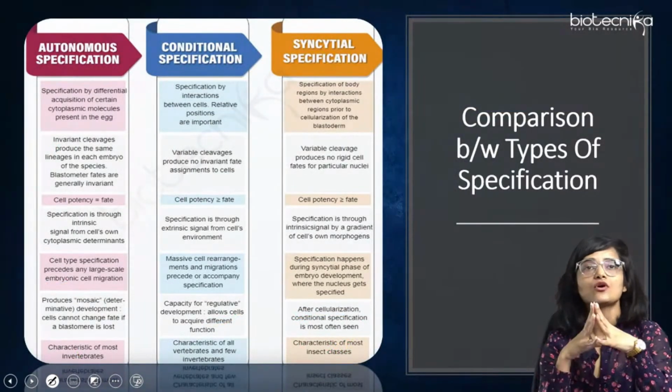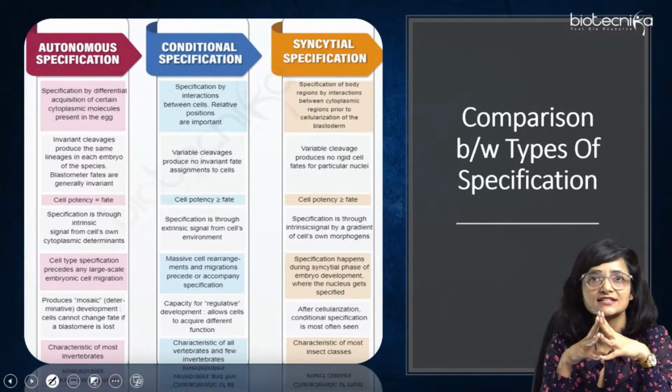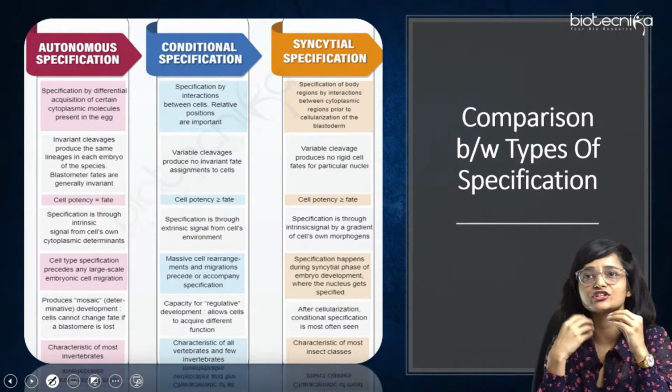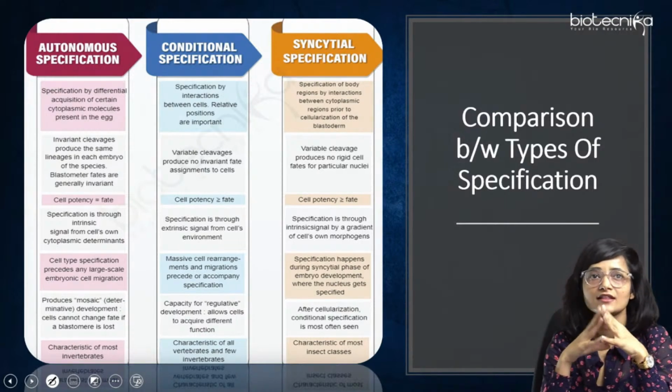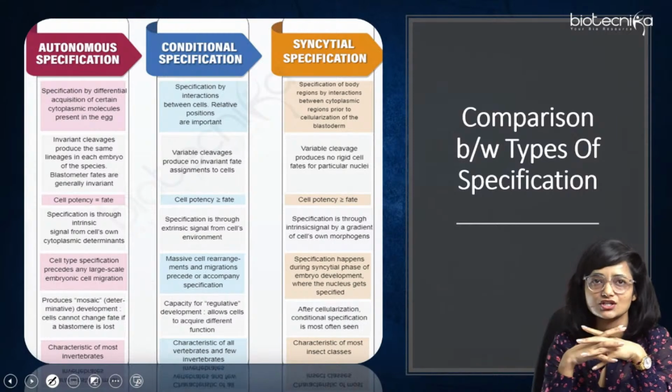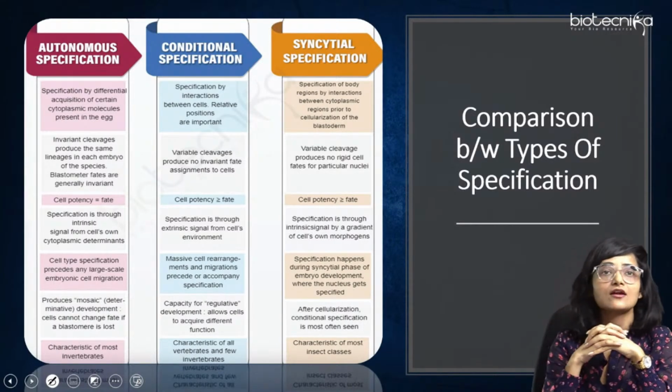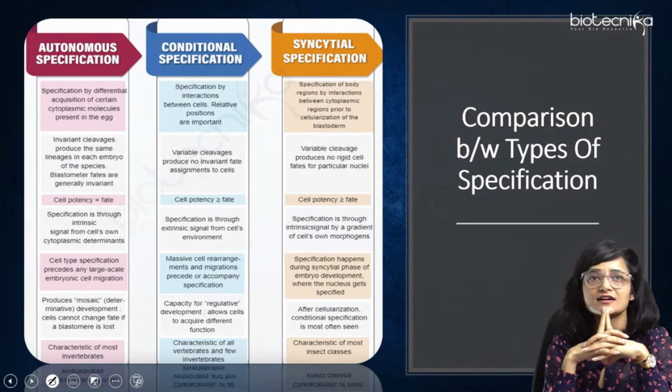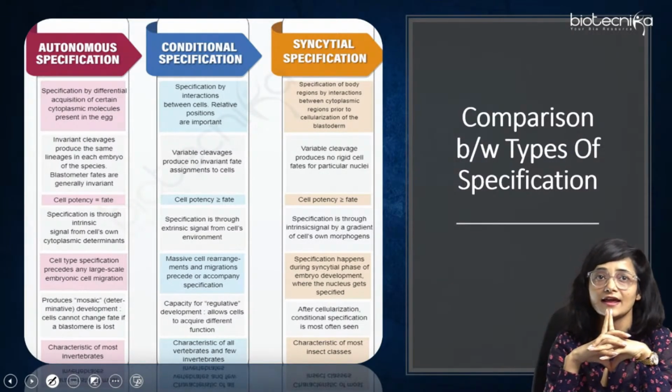So now comes the autonomous specification, conditional specification, and syncytial specification. Now the specification is further being divided into three major categories. That is, autonomous specification is there, conditional specification is there, and syncytial specification is there, right? So in autonomous specification, what happens is specification by differential acquisition of different cytoplasmic molecules present inside the egg.